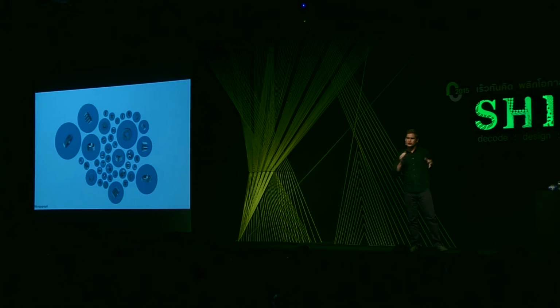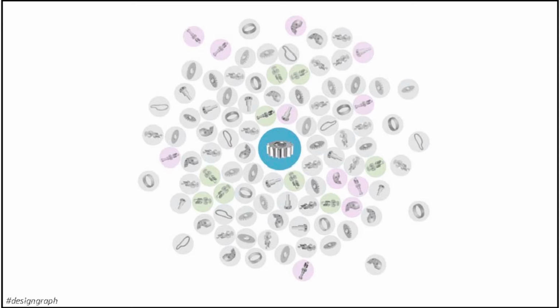Now what's interesting, once you can start finding geometries just based on the shape, now you can start figuring out what geometries are connected to other geometries. So if you're going to have a gear, you're probably going to have a shaft that you put the gear on. And you're probably going to have a nut to attach the gear to that shaft.